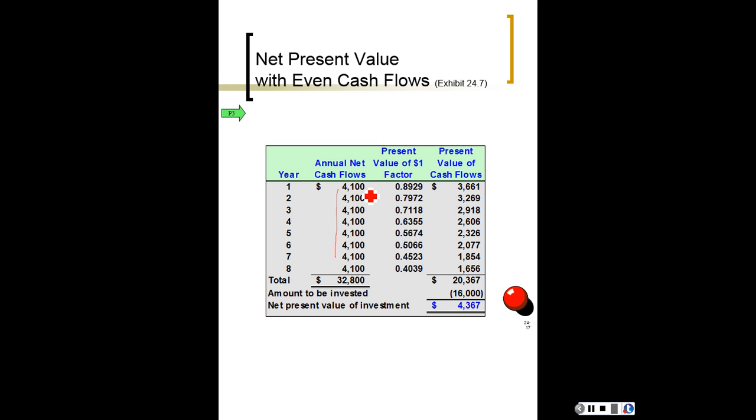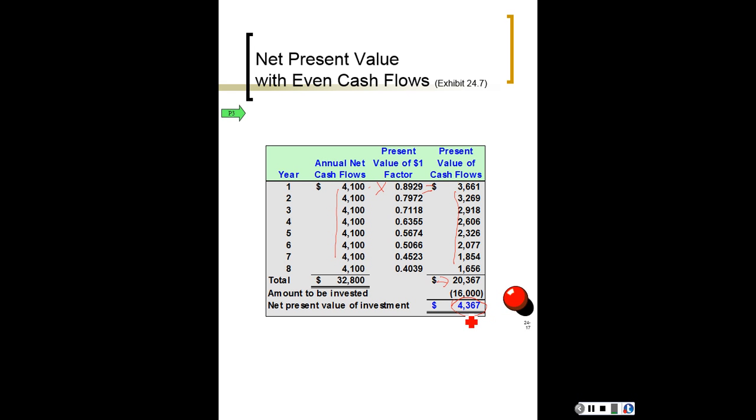How do we do that? We take the 4,100 in year 1, multiply it by the present value of 1 factor, and that is equal to 3,661. Then we take the sum of all of our cash flows, and that's 20,000 by the end of year 8. And we ask, how much did we invest? We invested 16,000, and so the present value of the cash flows is greater than what we put in, so the net present value is 4,367, and that's a positive.